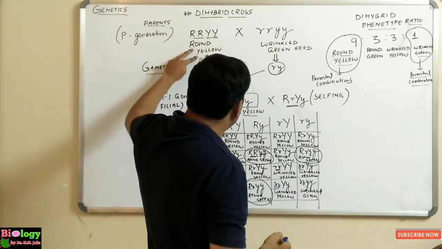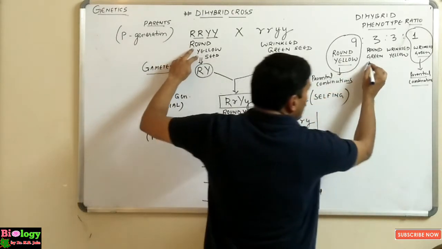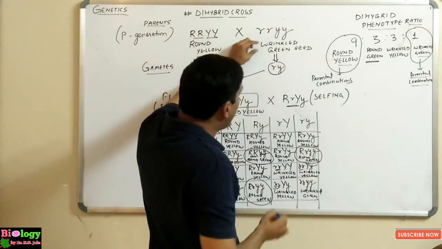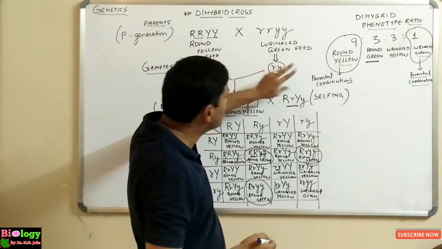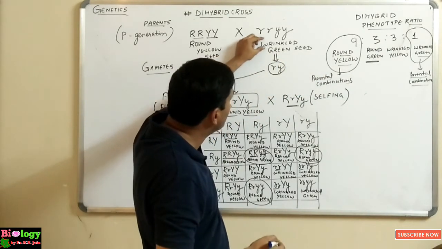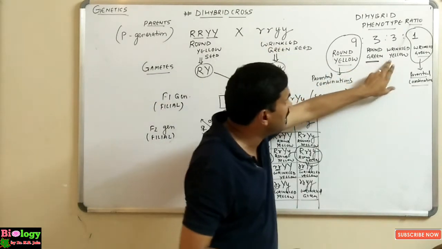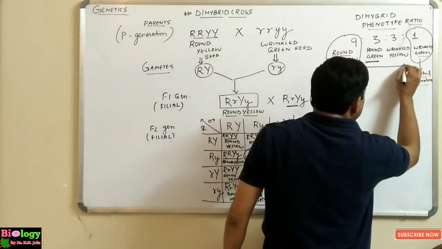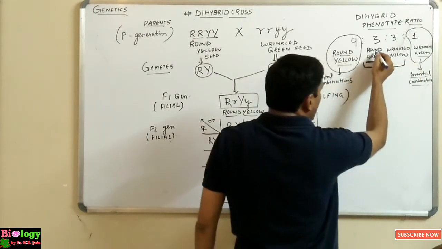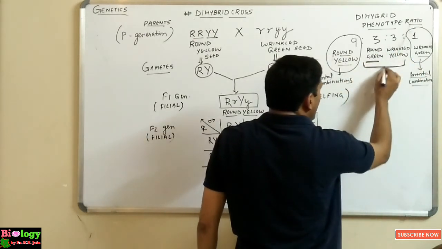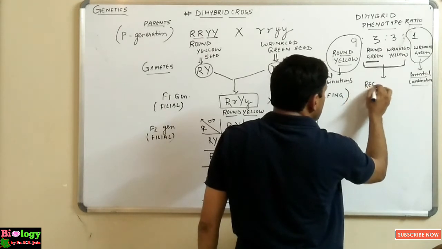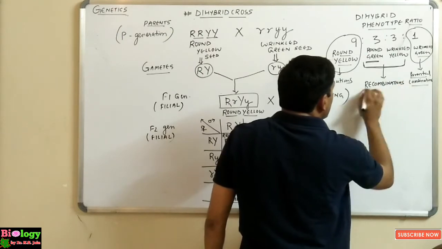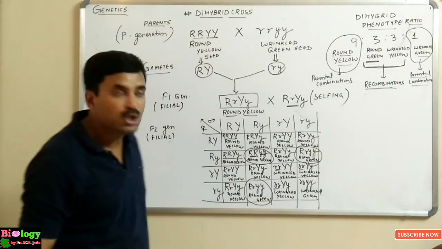But the important thing you have to view here is that I have not taken round green. I have taken round yellow, not round green, but still in the F2 generation I have got round green. And I have not taken wrinkled yellow. In the parents I have taken wrinkled green, but yet in the F2 generation I have got wrinkled yellow. What does it suggest? It suggests that the round green and the wrinkled yellow are the recombinations, or I can say they are the new combinations.